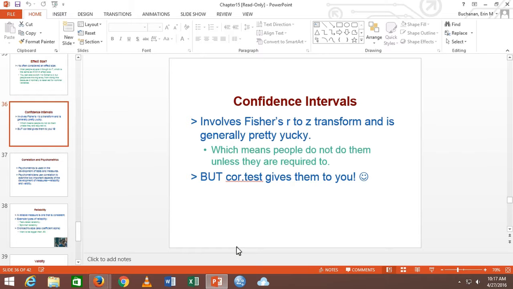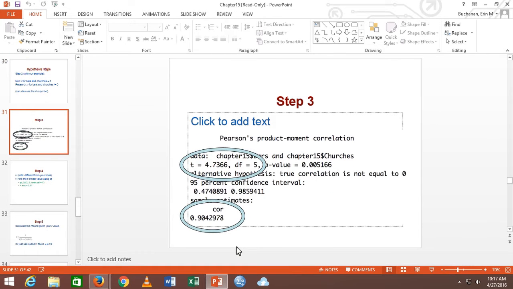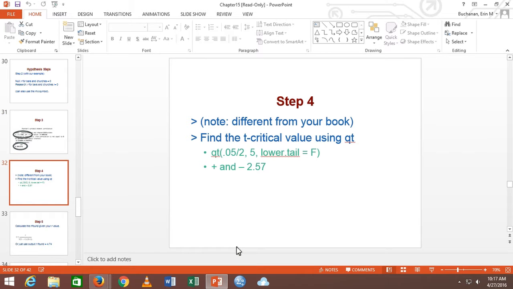But remember that cor.test, the output from the R output gives it to you right here. So that does make it a little easier because it's just right there. So if you ask for a confidence interval, you can pull it from that. I don't even think they're in the book because they're kind of a pain.